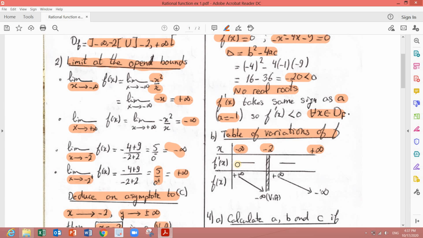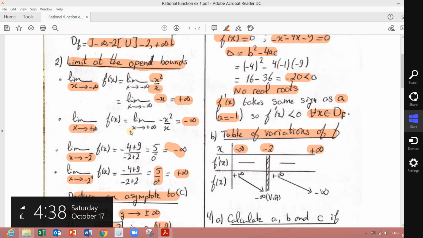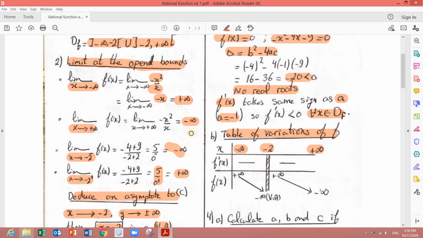Now, to find the values here: as x tends to minus infinity, we go back to the limits. It is plus infinity, so we put here plus infinity. As x tends to plus infinity, we go back to the limits, and we get minus infinity. As x tends to minus 2 from the left, we get minus infinity. We have a vertical asymptote. And as x tends to minus 2 from the right, we get plus infinity.